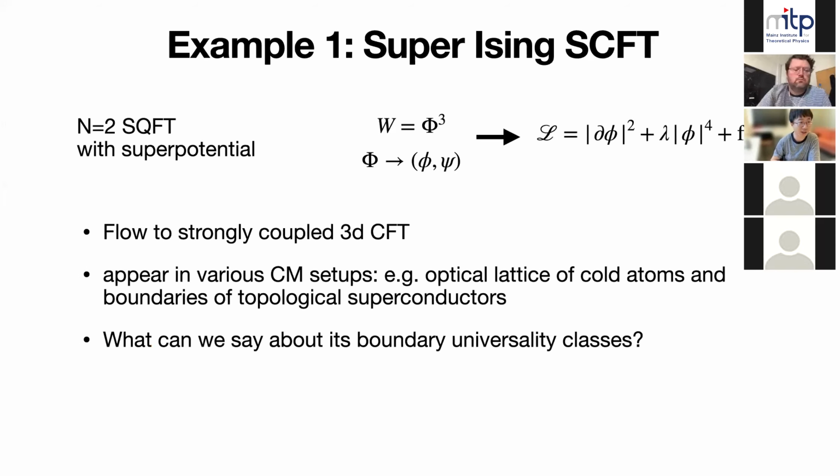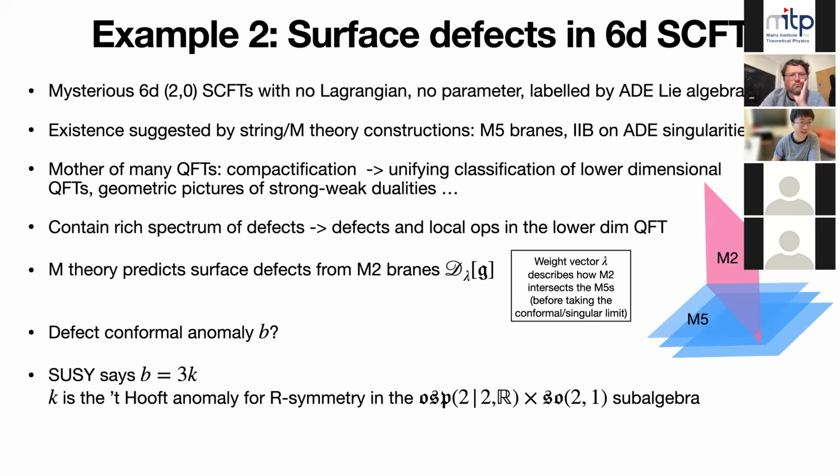Just to illustrate this, let's look at a specific example: surface defects in the 2,0 theory. The A-type 2,0 theory, for example, is engineered by a stack of M5 branes. But there's a general ADE classification of 2,0 theories, in one-to-one correspondence with ADE Lie algebras. These theories are known to have a large family of half-BPS surface defects. I think I talked about that on Monday. These defects are generally classified by weight vectors lambda associated with the underlying Lie algebra that defines the 2,0 theory.